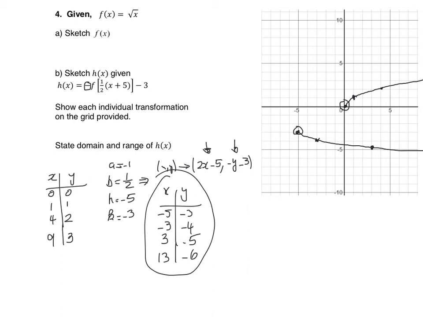Now it says state domain and range of h of x. You can see that our domain is x in R, and x has to be greater than or equal to negative 5. Because of this point, our x goes from this point to the right, and our range is going to be our y value going down here. So our range is y in R, and y has to be less than or equal to negative 3.